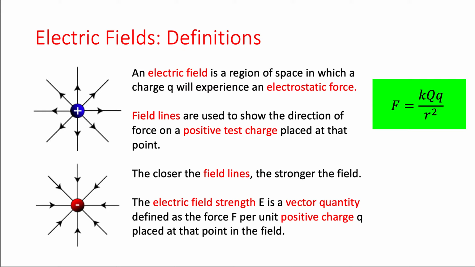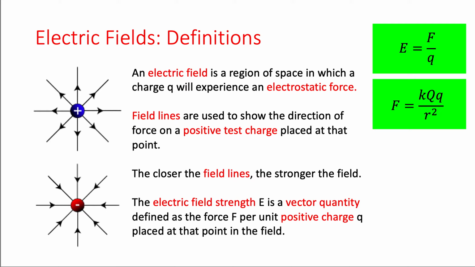Firstly, we know that the electric force is calculated according to Coulomb's law by K times Q over R squared. Here, capital Q is my source charge and small q is my test charge. What we're saying here is that the electric field strength is the force per unit charge, and in particular, force per unit positive charge. This is exactly the same as when we say g is the gravitational force per unit mass. The only difference is that we have to specify positive charge as opposed to simply charge.